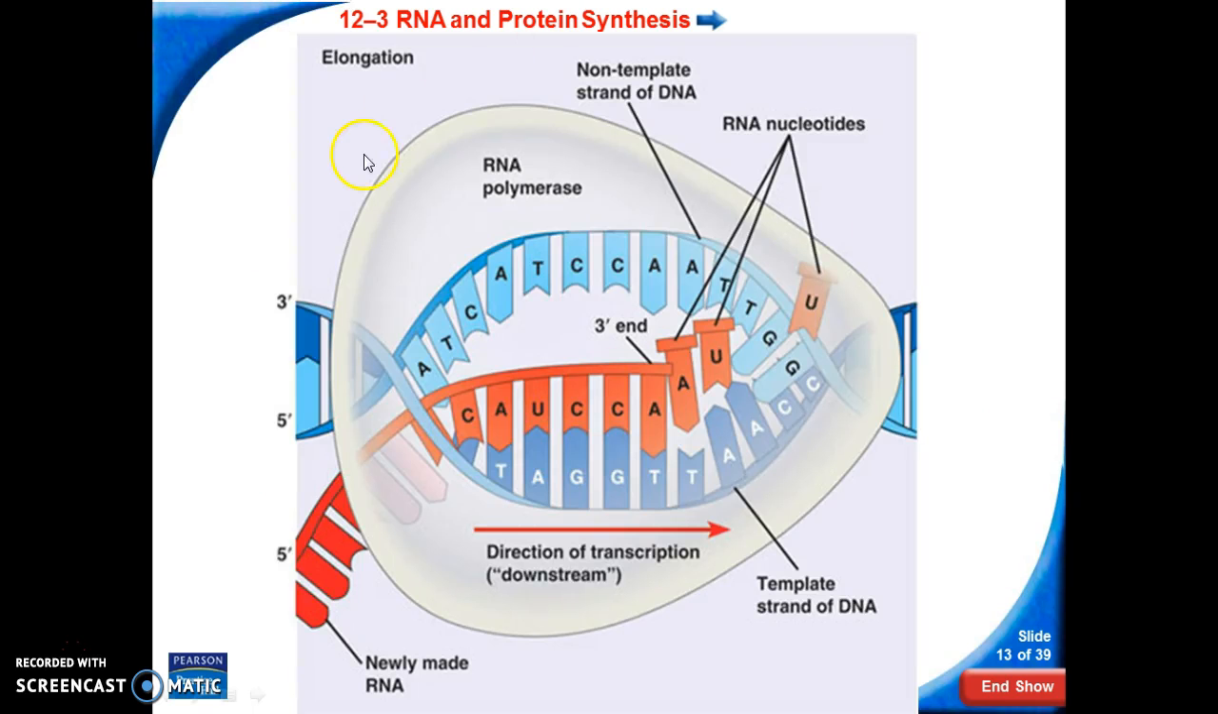This is basically a picture of transcription. The blue portion represents the open DNA molecule, and this red portion represents this new mRNA molecule being made. Remember that in DNA you have adenine, but it's going to pair up with uracil in RNA. Remember, there is no thymine in RNA.